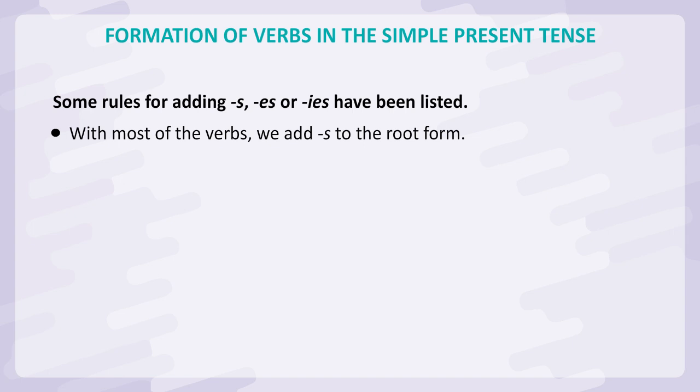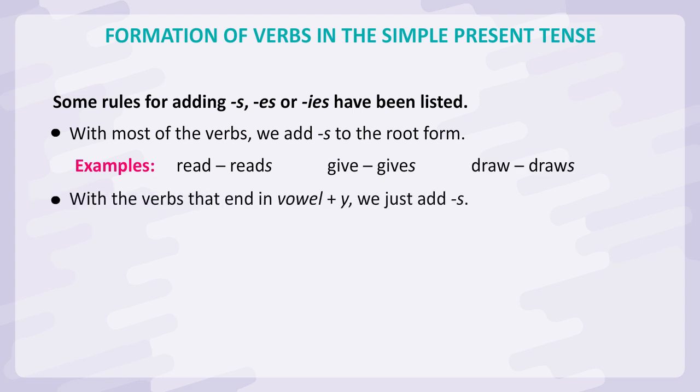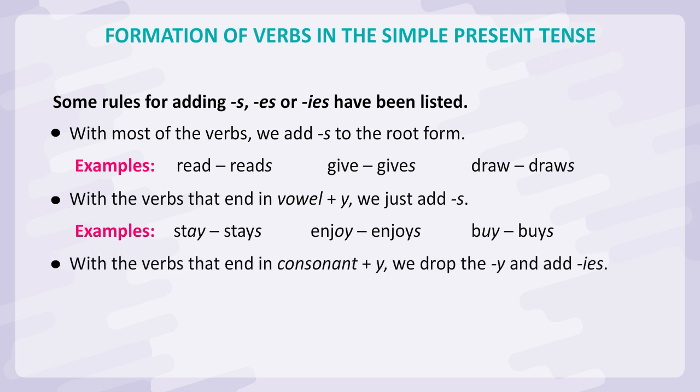With most of the verbs, we add S to the root form. Examples: Read, reads. Give, gives. Draw, draws. With the verbs that end in vowel plus Y, we just add S. Examples: Stay, stays. Enjoy, enjoys. Buy, buys.